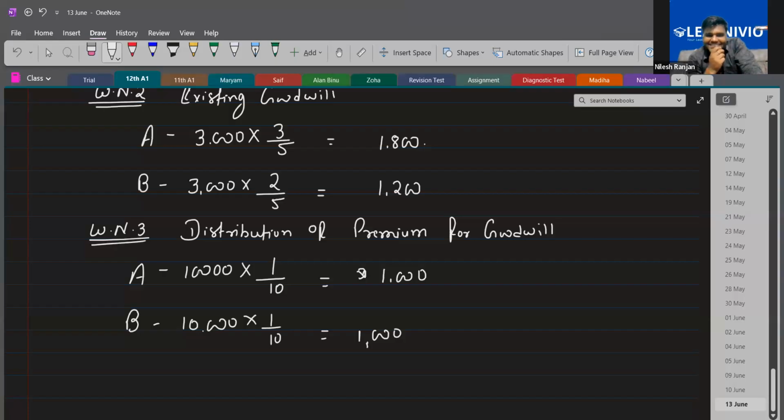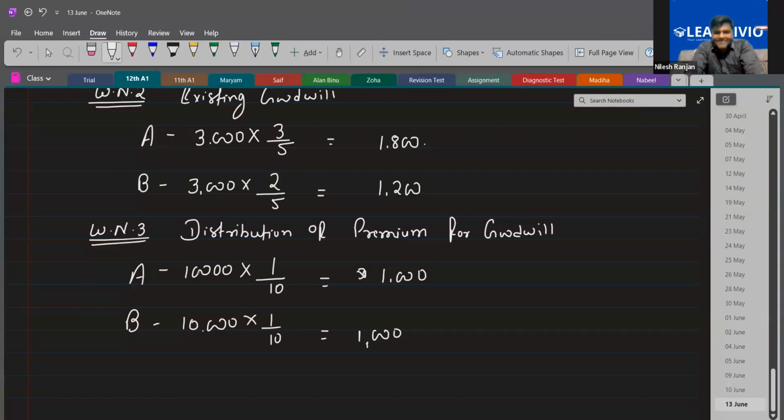No, no, no. 10,000 C brought and distribution is only 2,000. So both of these are not equal. So it means there is something remaining. How much remaining to be distributed? 8,000. So it means I am making some mistake here.